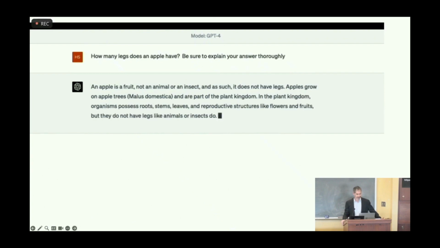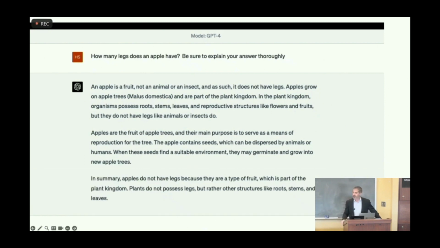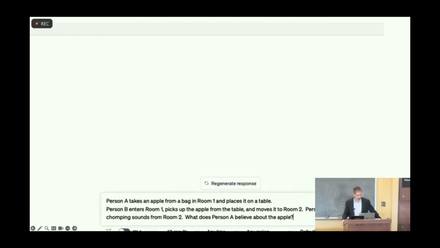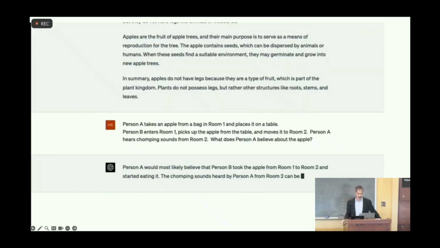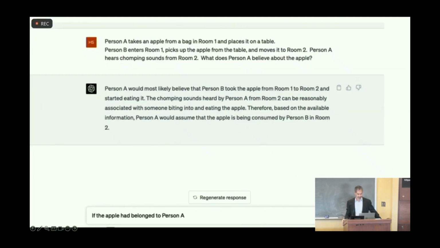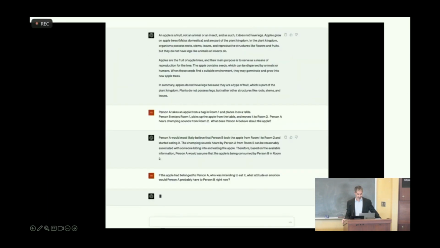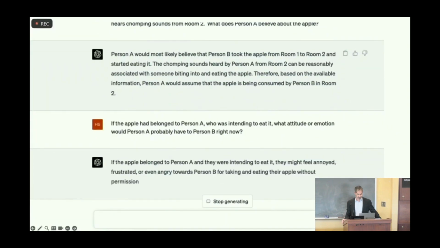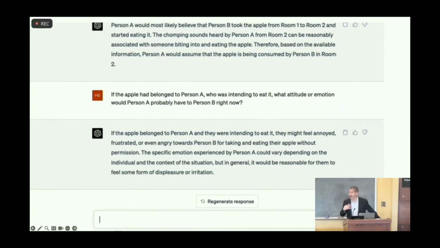I mean, it's incredible. And then I decided to push its reasoning and state of the world reasoning abilities, asking it about if it can follow the apple. I mean, this is amazing in my mind.